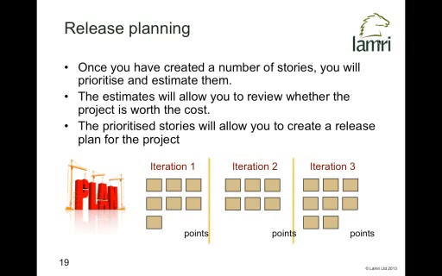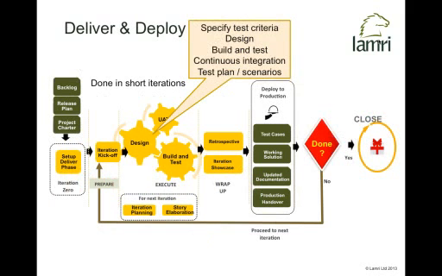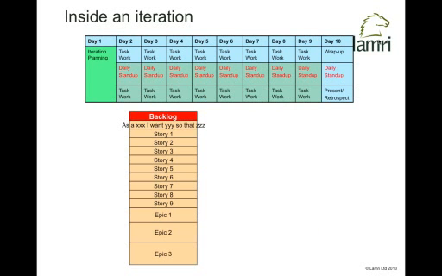We've already looked at this deliver and deploy picture, but now we'll dig inside of it and ask what actually goes on inside there? What's the actual pulse of it? So here's a chart which is a 10-day iteration. What happens in that iteration?